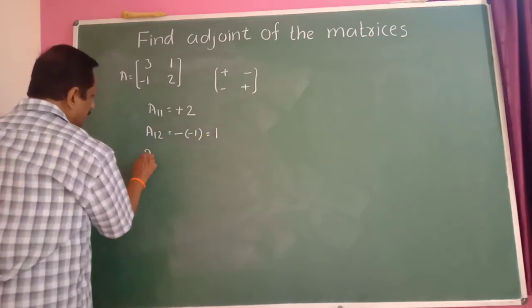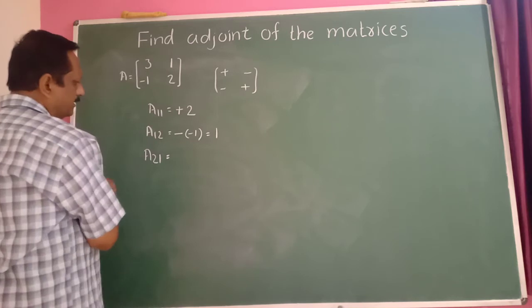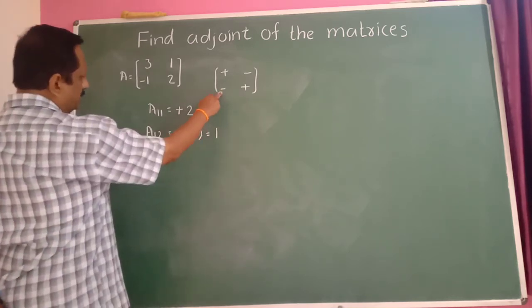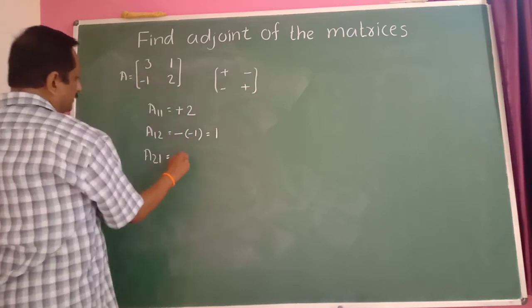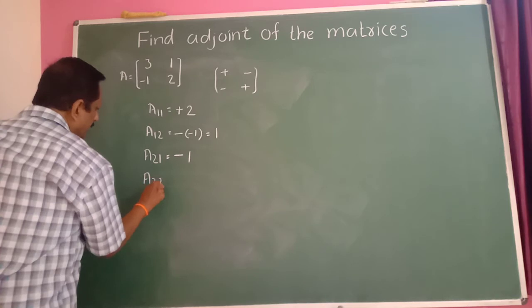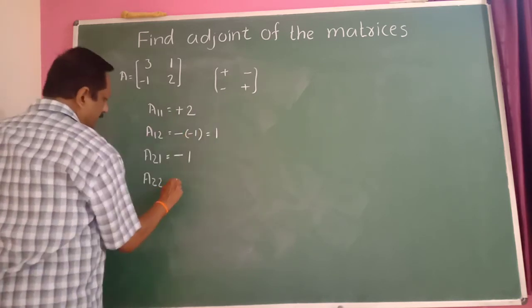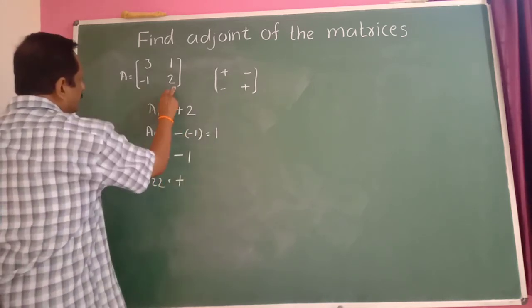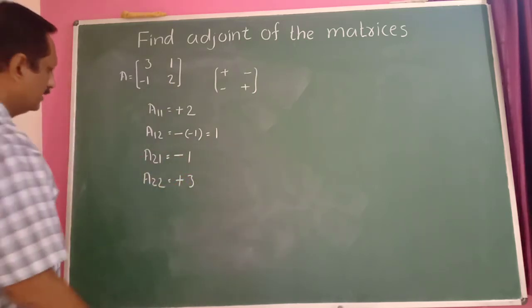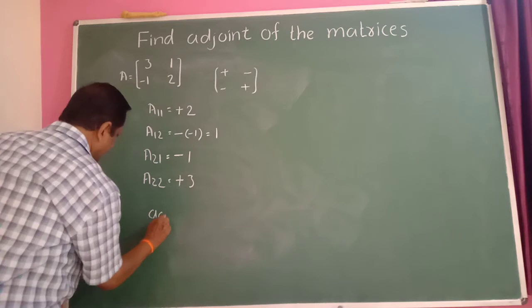Then A21: 2 plus 1 is 3, an odd number, so take the minus sign. Deleting the second row and the first column, it is minus of 1 here. Then A22: take care, plus sign. Deleting the second row and second column, we write plus 3 here. Therefore, the adjoint of the matrix.